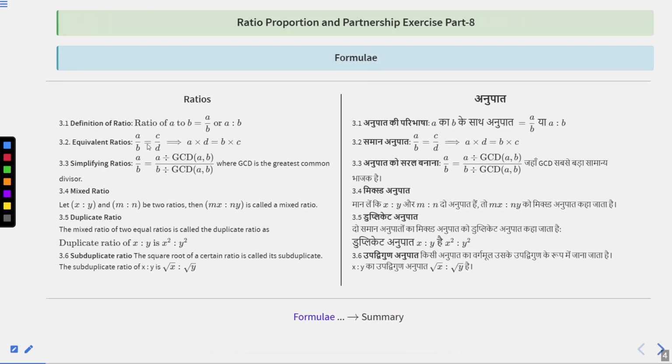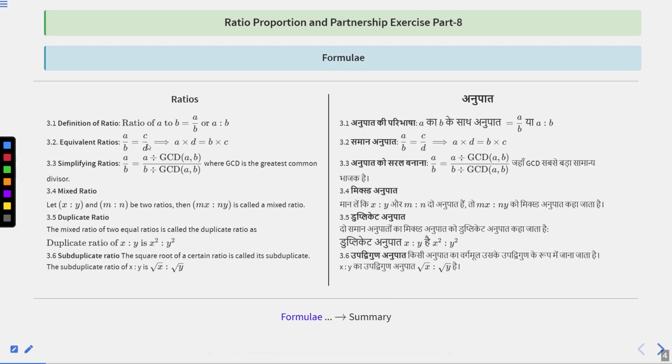Now first we see some formulas related to ratio, proportion and partnership. The first formula is the ratio of A to B. How can we write A to B in ratio form? We can write it in fraction form A/B, or as A:B. This is the representation of A to B in ratio form.